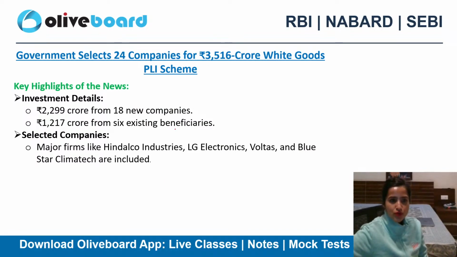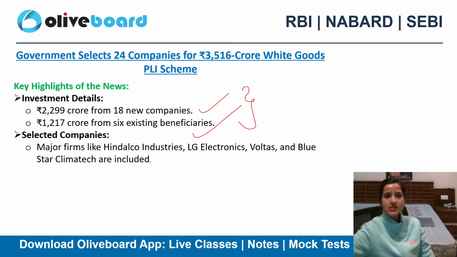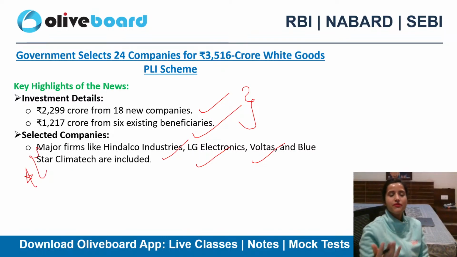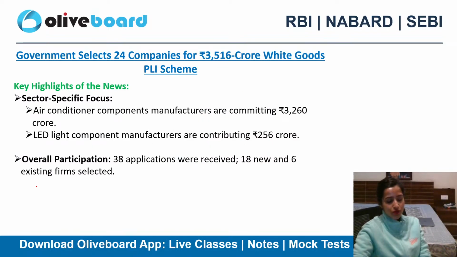Now, what are the highlights of the news? What are the investment details? 2299 crore from 18 new companies. 1217 crore from 6 existing beneficiaries. This is the amount. This is the investment. This is how the amount has been raised. Right? Which are the selected companies? Major firms like Hindalco Industries, LG Electronics, Voltas, Blue Star Climatech are included. So, a question can be asked from here. The statement can be framed from here. Clear? Any doubt till here?